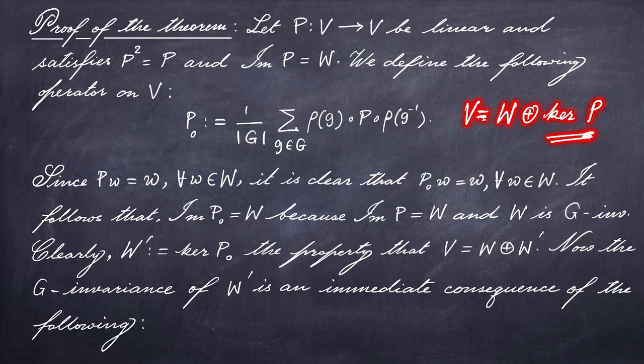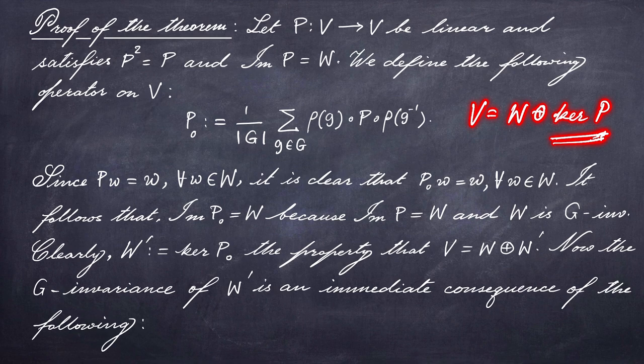But this may not work in the context of the proof of our theorem, because there is no guarantee that this complementary subspace is going to be G invariant. I repeat that we can find a complementary subspace, namely from the projection operator we can find it, but the problem is this subspace may not be invariant under G.